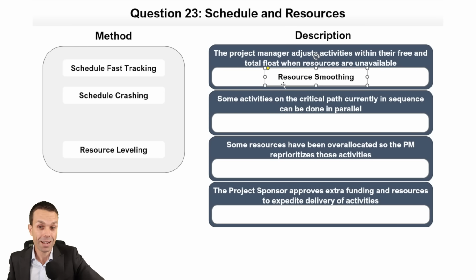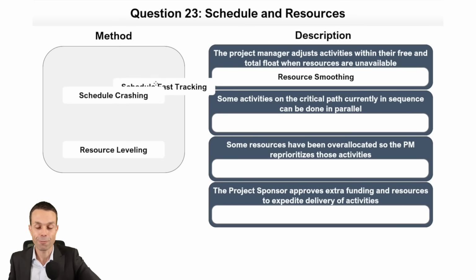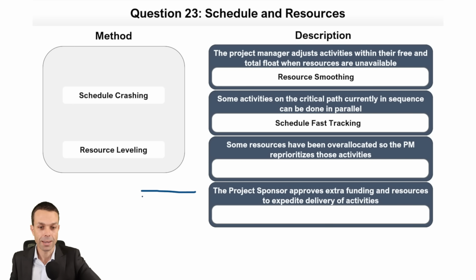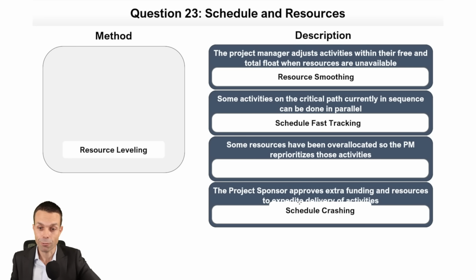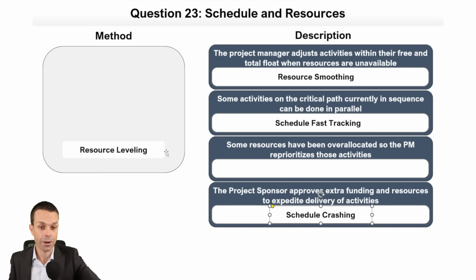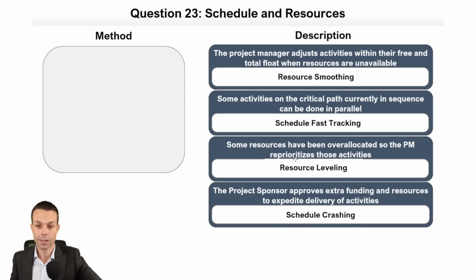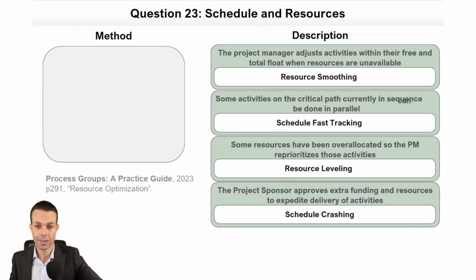Wow, tricky. Some activities on the critical path, they're currently in sequence, but they can be done in parallel. That's fast tracking. So we're bringing them back in line, basically instead of in sequence. Now we're going to be doing a few at the same time. Nice and easy. And schedule crashing, let's see what we've got here. The project sponsor approves extra funding when we're throwing money and resources to expedite the delivery of our activities. And then, like we said before, leveling out is when resources have been over allocated to the same time frame. We need to level them out or level out the activities. So let's make sure and check that we've got these all correct. Okay, thank goodness.